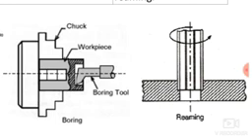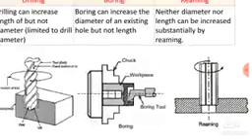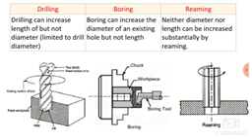We can machine the material up to 0.25 mm. So 0.25 mm is the only depth of cut that can be given during the reaming operation, and it is a super finishing, or we can say it's a finishing operation. So that is the difference between drilling, boring and reaming.